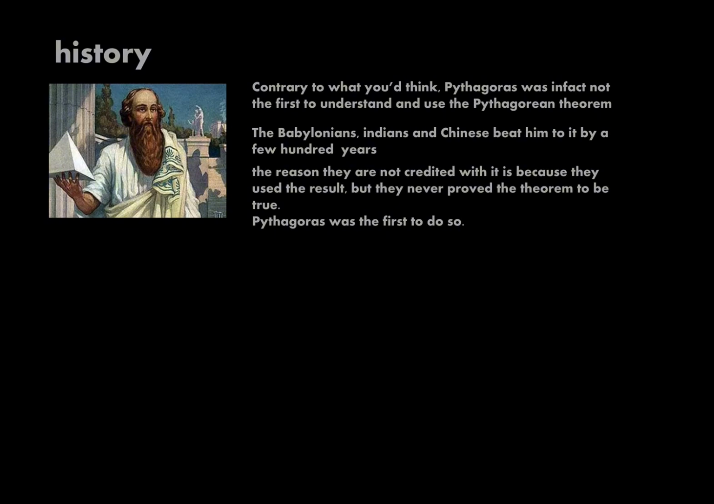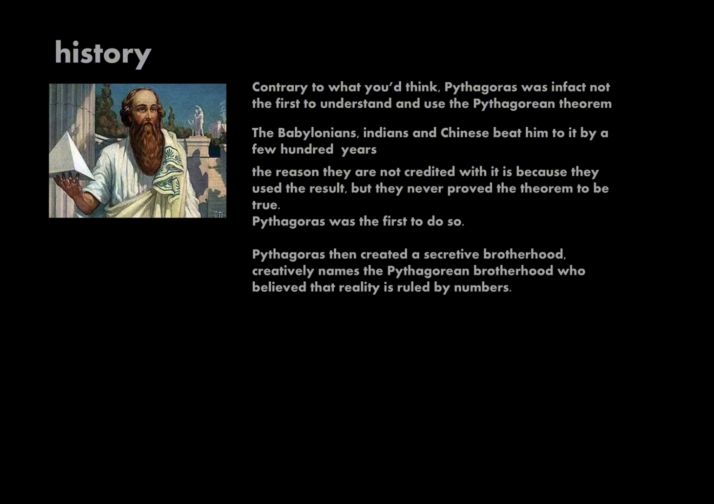In mathematics, proof is a big deal. You need to prove things before you can use them. So we credit Pythagoras with this theorem because he proved it. He then made a secretive brotherhood, and it's called the Pythagorean Brotherhood, creatively named.